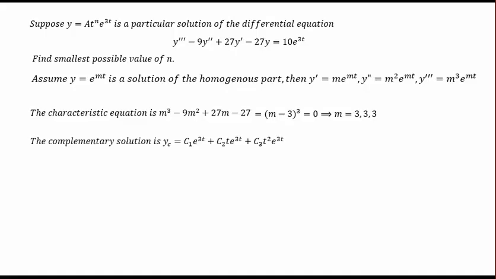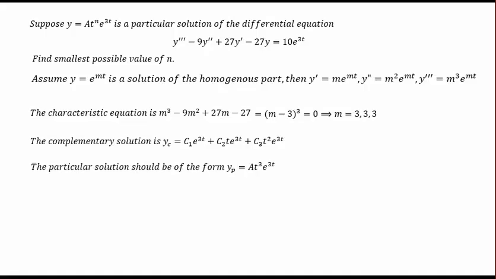Then the complementary solution we can write as c1 e to the 3t, and then for c2 we must keep another t, so t e to the 3t, otherwise c1 and c2 will be absorbed as a new constant. And then the third one will be c3 t squared e to the 3t.